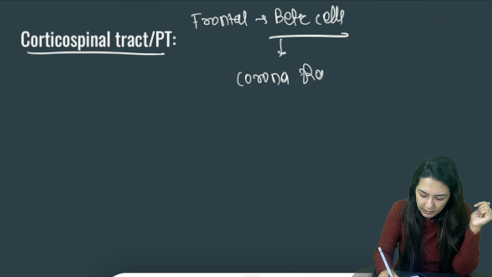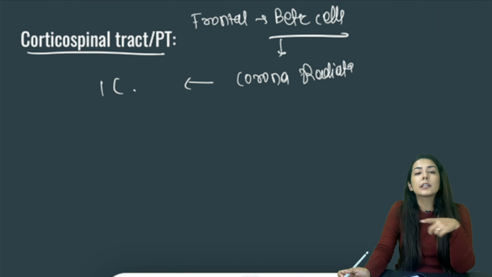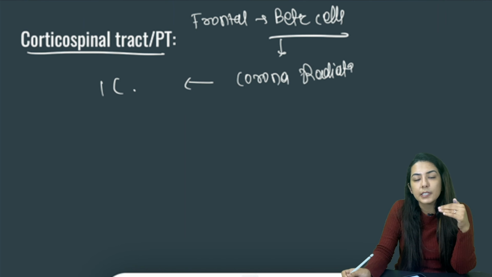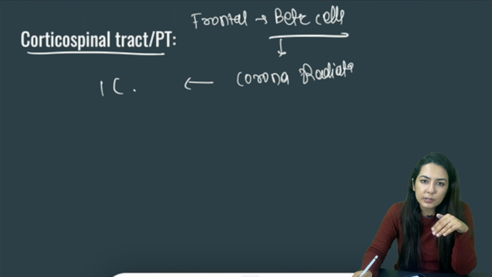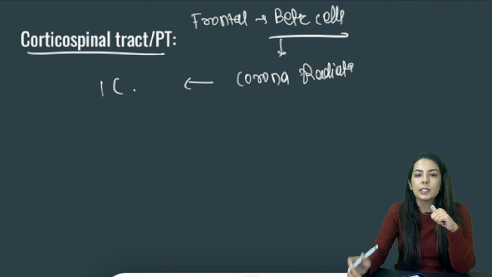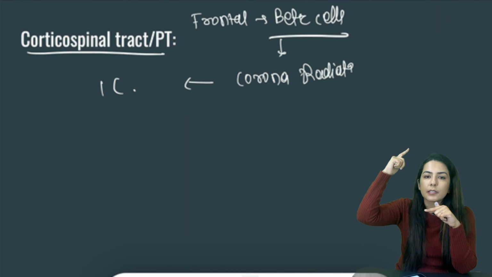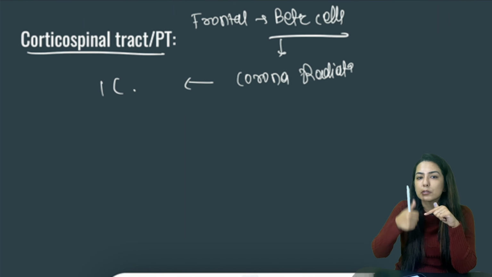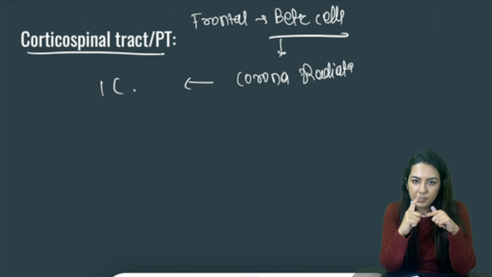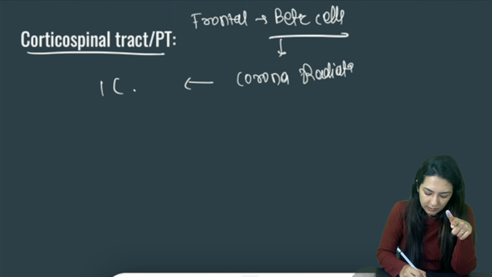Okay, it will travel in corona radiata. Then it will go to the internal capsule. The internal capsule has an anterior limb, genu, and posterior limb. In the anterior limb and genu, there will be motor pathways, and in the posterior limb, there will be sensory pathways. So when the third order neuron is going from thalamus to the postcentral gyrus, that is the sensory cortex, it goes through the posterior limb of the internal capsule, while the corticospinal tract goes through the anterior limb of the internal capsule. Okay, I hope I am clear with this.